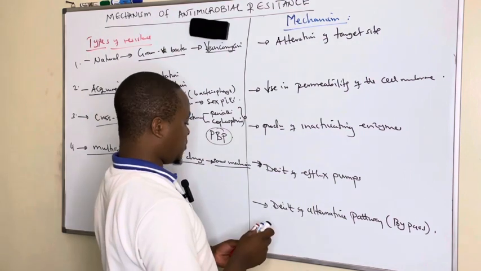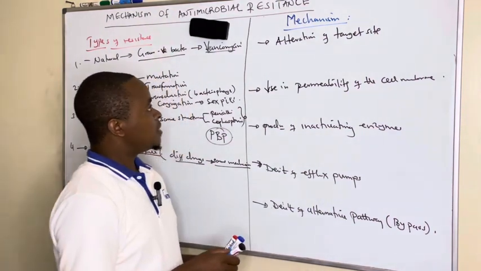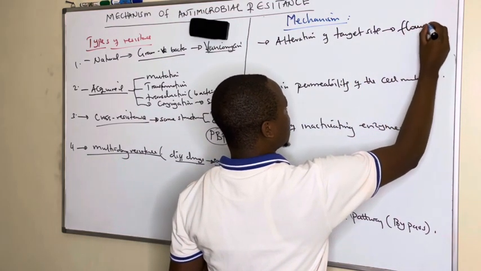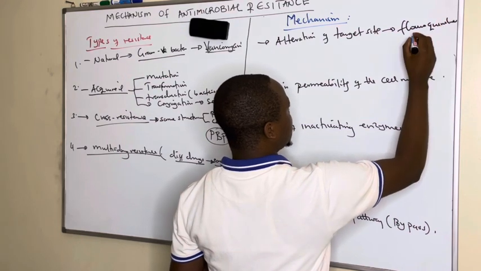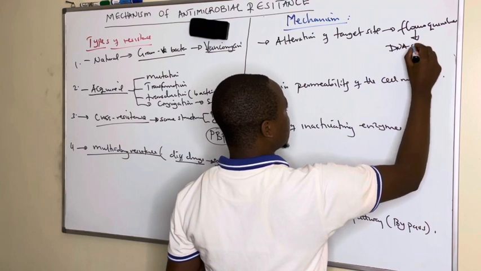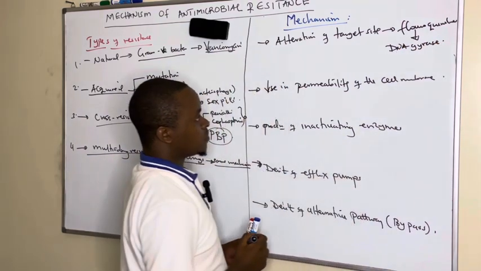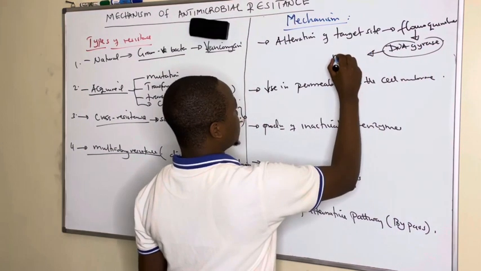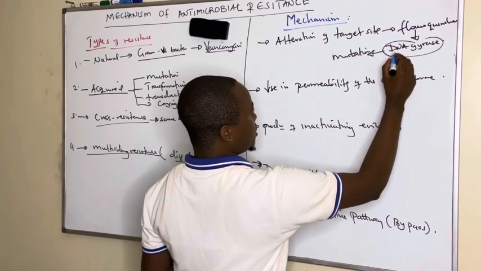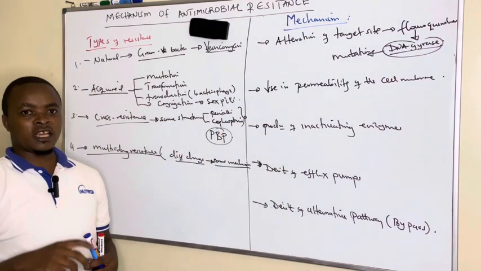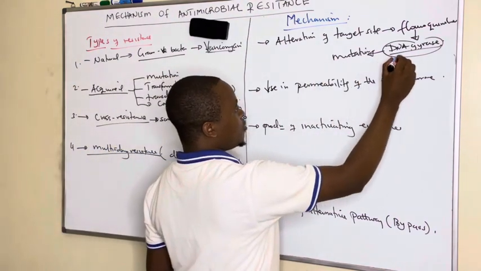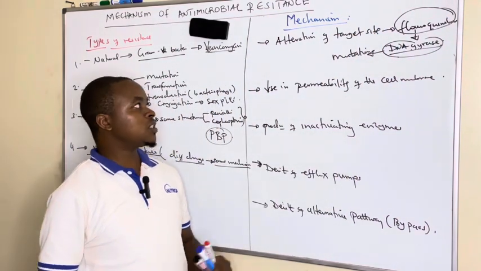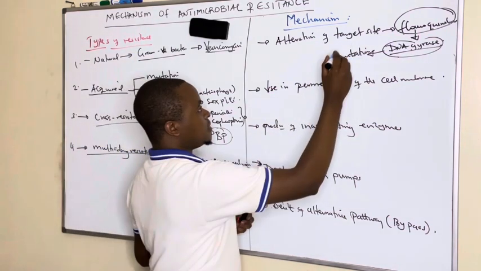Alteration on the target site, we see different microorganisms, especially like we have fluoroquinolones, and these fluoroquinolones do target DNA gyrase, which we call topoisomerase 2. So any alteration, any mutation, if there is mutation in the gene responsible for the synthesis of DNA gyrase, then this microorganism will become resistant to fluoroquinolones like cipro and levofloxacin. So this is what we are calling alteration of the target site.